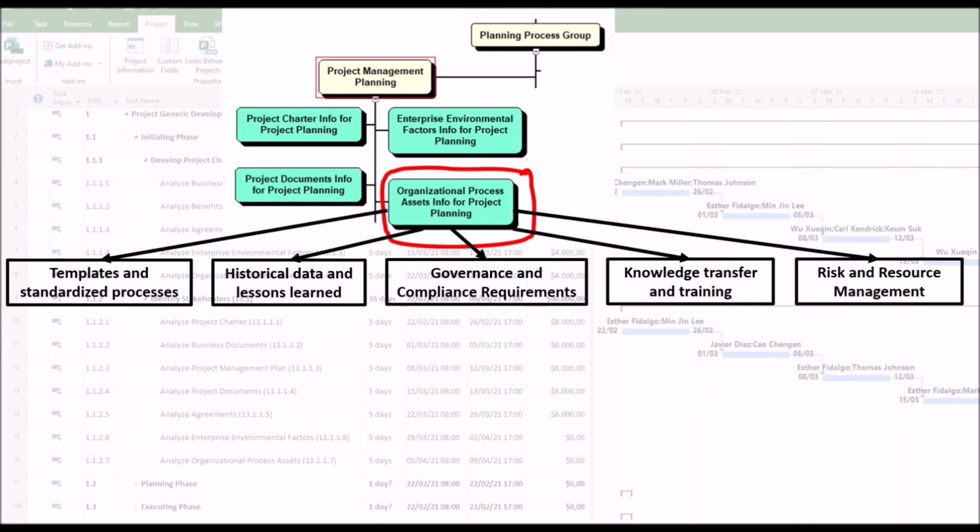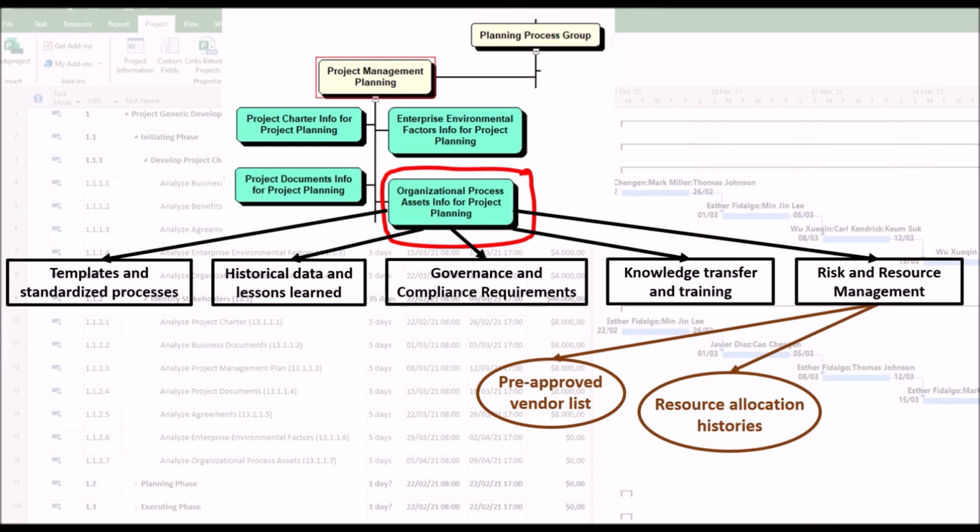5. Supports risk and resource management. Includes pre-approved vendor lists for procurement planning. Resource allocation histories, such as staffing availability trends. Risk response strategies from previous projects. As an impact, it reduces uncertainty in staffing, budgeting, and risk management.